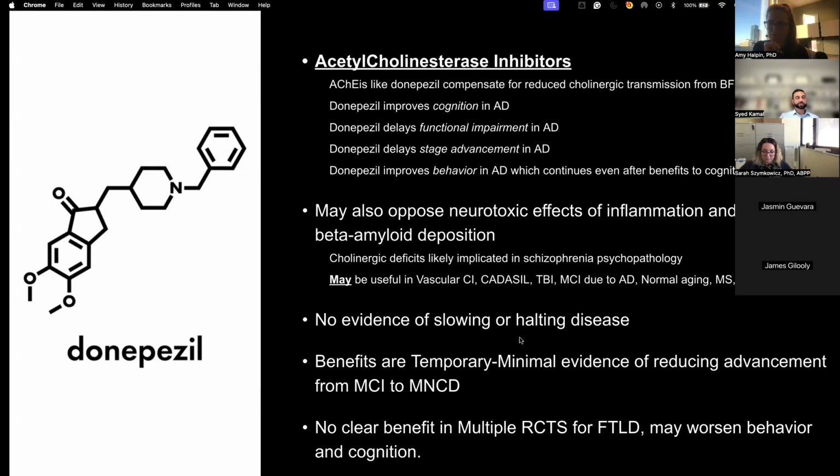I would use it with caution with frontotemporal lobar degeneration. In that disease, it can actually worsen behavior and cognition. So that's the one condition that I would not recommend use of donepezil.